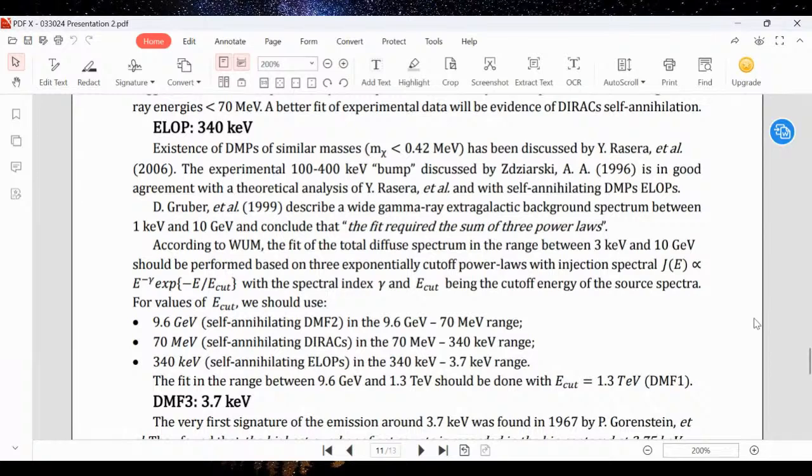For values of E cut, we should use 9.6 giga-electron volts in the range 9.6 giga-electron volts to 70 mega-electron volts, 70 mega-electron volts in the 70 mega-electron volts to 340 kilo-electron volts range, and 340 kilo-electron volts, self-annihilating ELOPs, in the 340 kilo-electron volts to 3.7 kilo-electron volts range. The fit in the range between 9.6 giga-electron volts and 1.3 tera-electron volts should be done with E cut of 1.3 tera-electron volts.